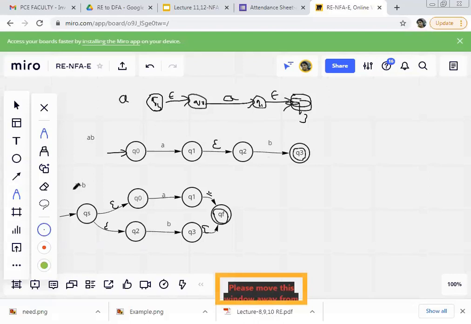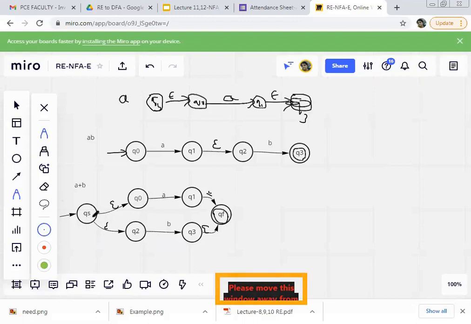Coming to A or B, what is the meaning of A or B? When I start from the start state and reach the final state, I should read only A or only B, right? So I cannot keep it side by side, like we placed it here. Instead of that, what do we do? We take two different paths. One is A and another is B. So we can make it parallel. We place it parallelly, one here and the other one here.